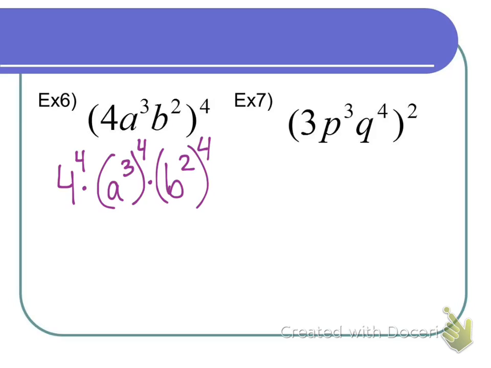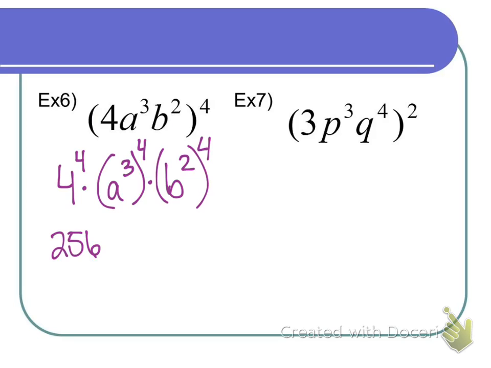Now we are actually able to simplify each of these pieces. First thing we have to do is take 4 to the 4th power. What is 4 times 4 times 4 times 4? 256.